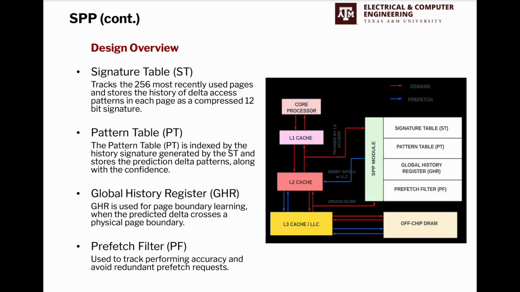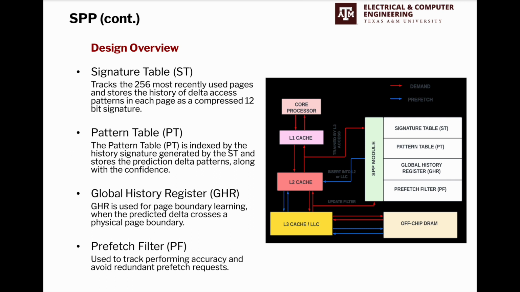Now that we know how SPP is beneficial, let's talk briefly about the design overview. The SPP module is composed of 4 primary components, namely the signature table, pattern table, prefetch filter, and a small global history register. The elements work together for enhancing cross-page boundary learning. The signature table monitors the 256 most recently accessed pages and captures their access pattern histories as compressed 12-bit signatures.